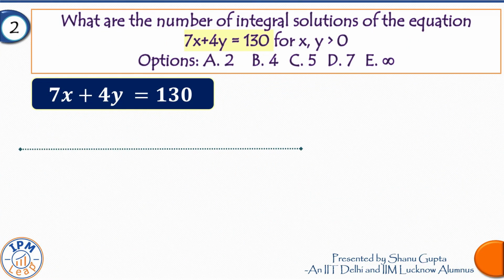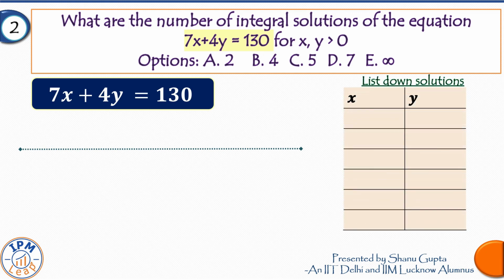So now that we have understood this wonderful scheme of solving special equations, let us try out the question on your screen. What are the number of integral solutions of the equation 7x plus 4y is equal to 130 for x and y greater than 0? Options are 2, 4, 5, 7 and infinity. Through this question, we will discuss the various steps involved in solving such questions. But if you trust me, let me show you how to get the answer within seconds.